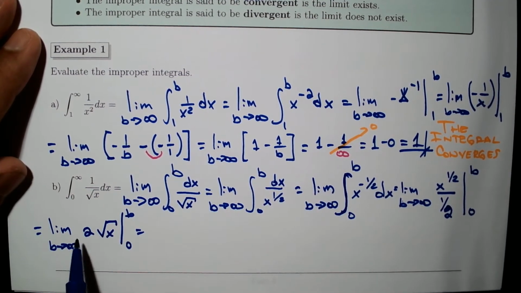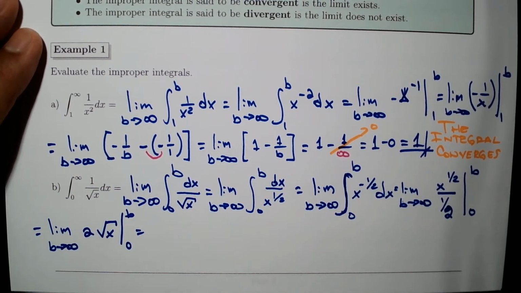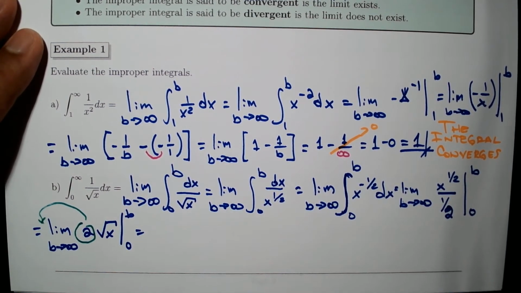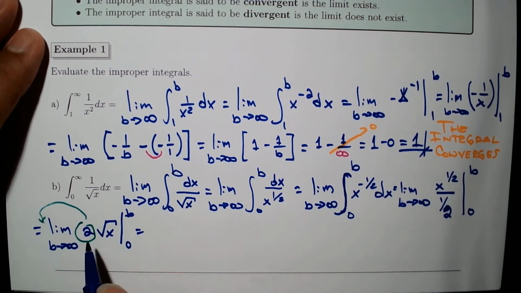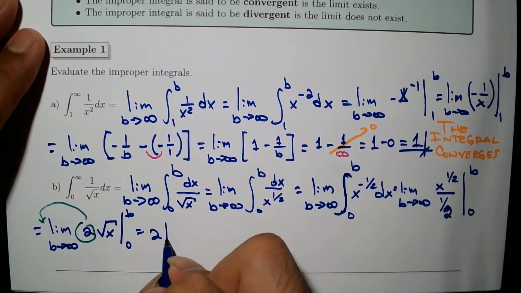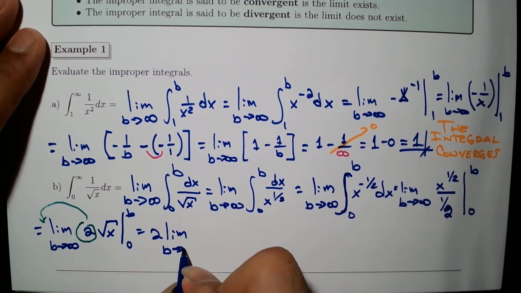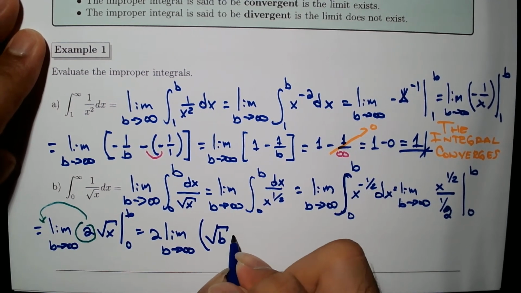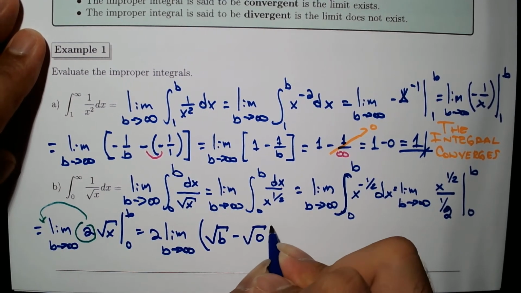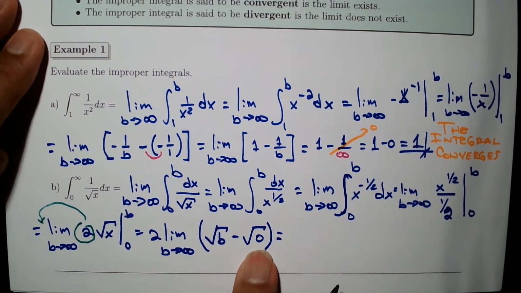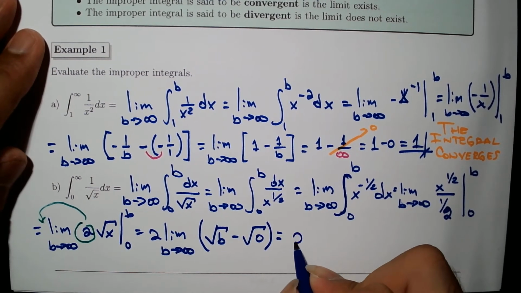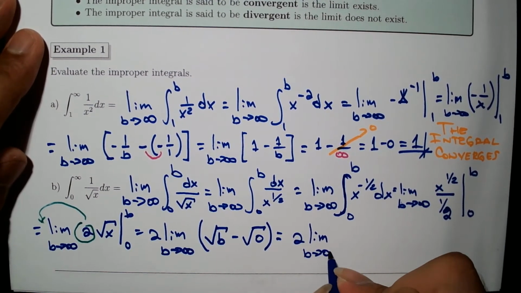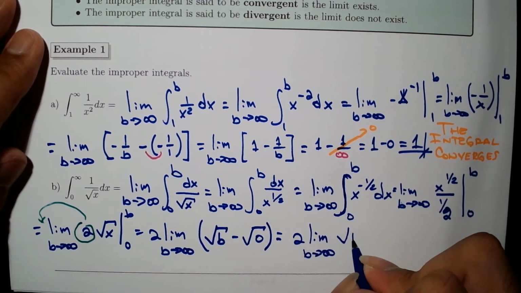Evaluating upper minus lower, at the same time I can pull out this numerical coefficient, the 2. I can pull it outside of the limit symbol, and so we don't have to do too many computations. So 2 times the limit as b approaches infinity of the square root of b minus the square root of 0, which in this case the square root of 0 is just going to be 0. So we're going to have 2 times the limit as b approaches infinity of the square root of b.